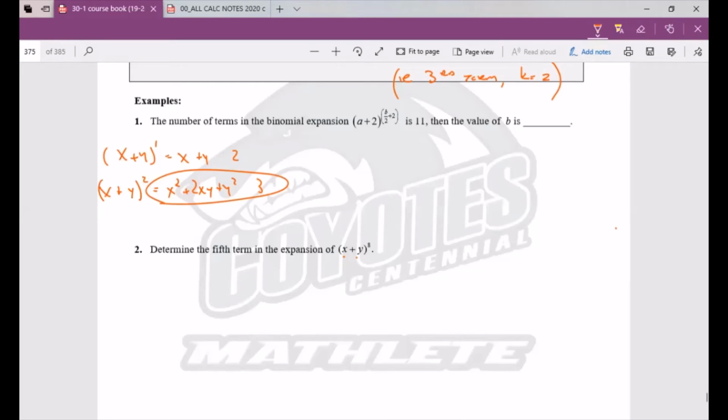So if that is giving us 11 terms, therefore n is equal to 1 less. n equal to 10 will produce 11 terms, just like an n value of 2 produced 3 terms here. So if n is 10, therefore b halves plus 2 will equal 10. I subtract 2 from both sides, and b is 16.